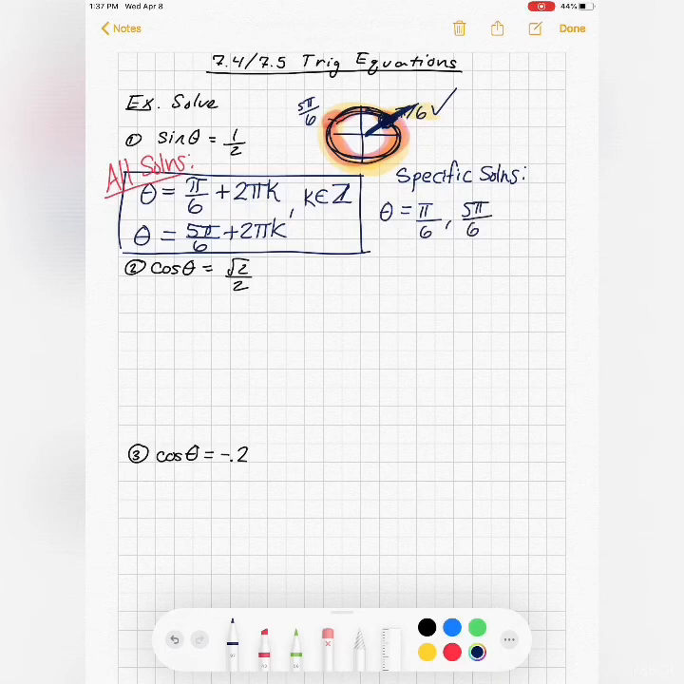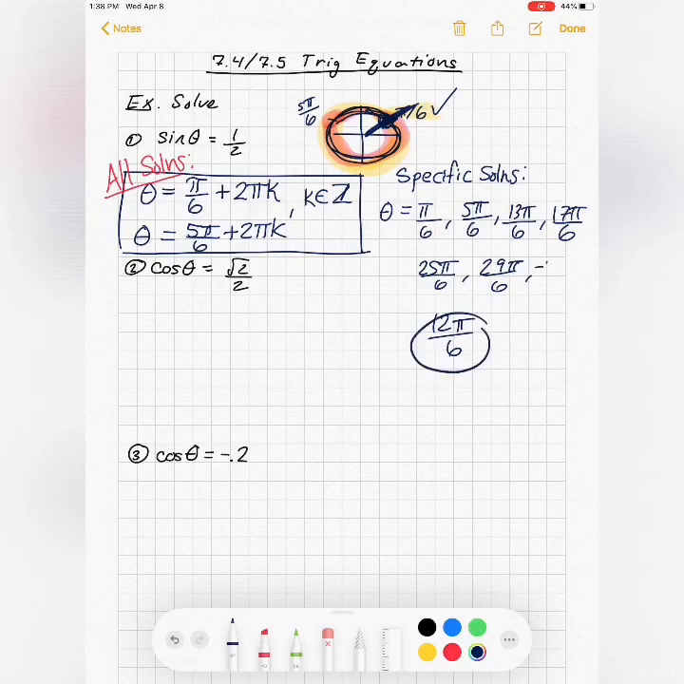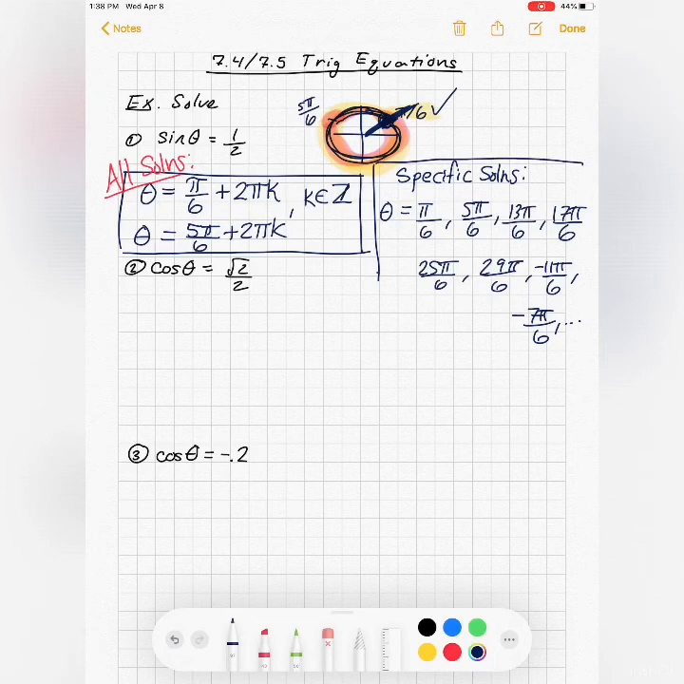Now, every time I add 2 pi or subtract 2 pi to either of these, I'm going to have another solution. So 2 pi is 12 pi/6, right? So I'd have 13 pi/6, 17 pi/6, 25 pi/6, 29 pi/6. I could subtract 12 pi/6, so negative 11 pi/6, negative 7 pi/6, etc., right? That just depends on the instructions. I think some of the ones on our worksheet said find like 8 specific solutions or something like that. Okay, so there are those.